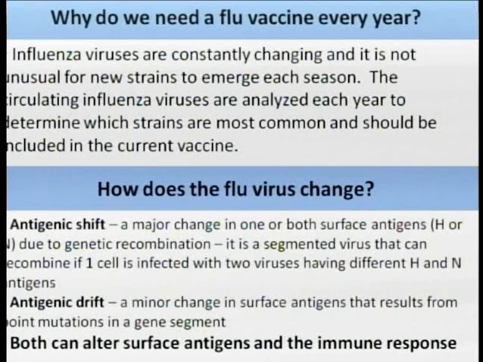So the way that the flu virus changes is through something called antigenic shift, which is a major change in some of those antigens that are on the outside of the virus, or through antigenic drift, which is a minor change in surface antigens. Either way, both of these can alter what's seen on the outer portion of the virus, and that's why we need to have a flu shot every year, because the flu virus is very good at changing what it looks like. So we have to make sure that we are vaccinated to respond to the newest version or strains of the flu that are coming around and emerging every year.